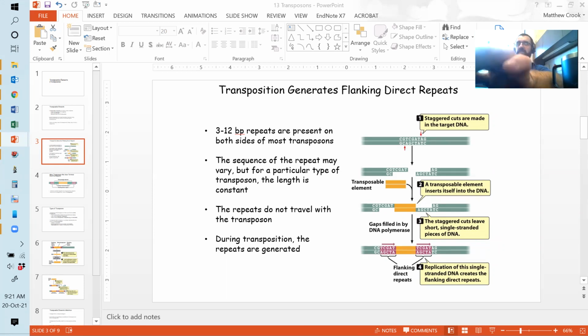Whether they stay, basically because there's a large bit of foreign DNA present, or if they leave, because you have the flanking direct repeats stay behind.